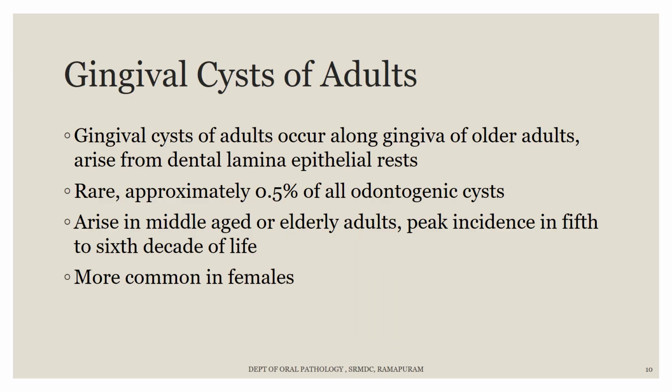Now let's see about the gingival cyst of adult. Gingival cyst of adult occurs along the gingiva of older adults and arises from the dental lamina epithelial rest. It is very rare, approximately 0.5% of all odontogenic cysts, and generally arises in middle-aged or elderly people, with peak incidence in the 5th to 6th decade of life, and is most commonly seen in females.